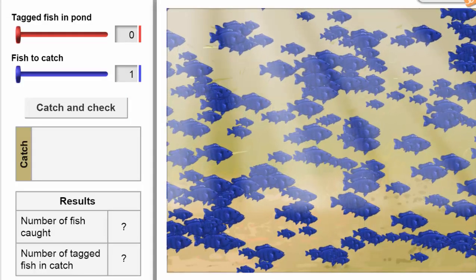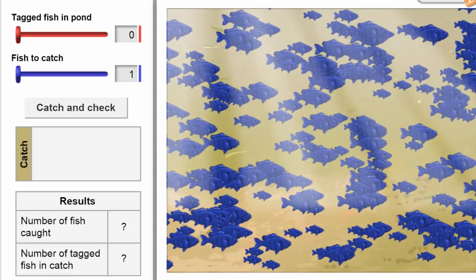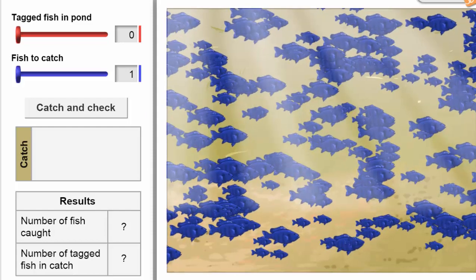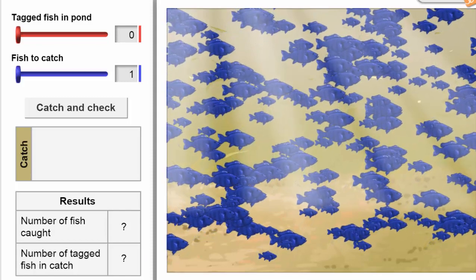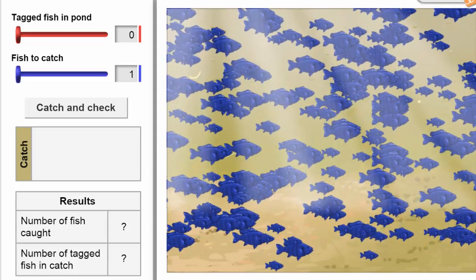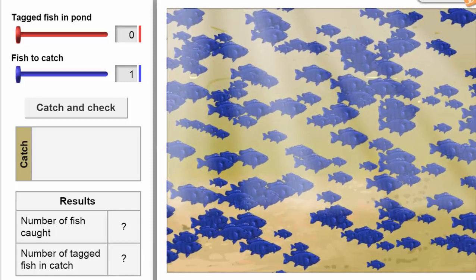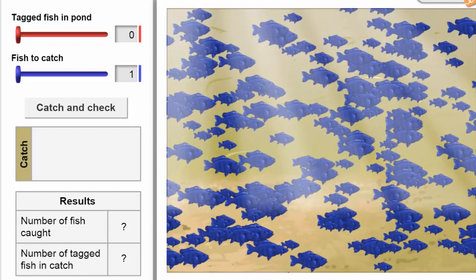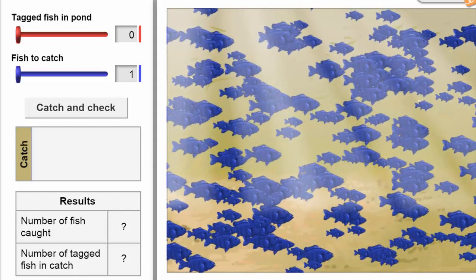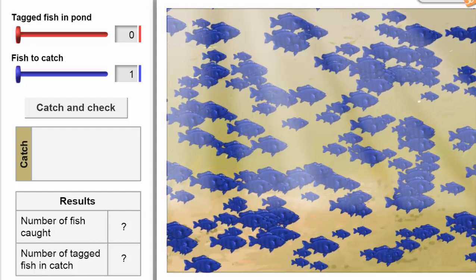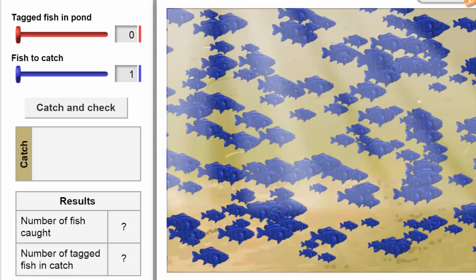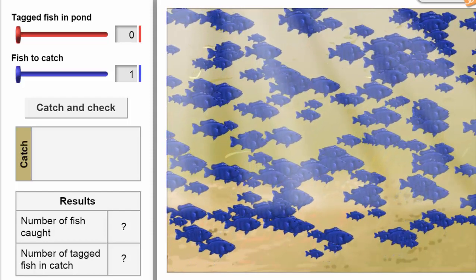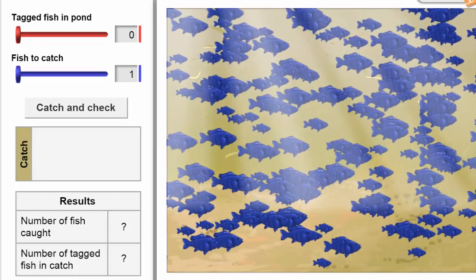Wildlife biologists use a method called capture-recapture to estimate how many fish are in a lake. This method involves catching some fish, tagging these fish, then releasing them back into the lake. Later, they go back to the lake, catch some more fish, and count how many of them are tagged. They can use this information to estimate how many fish there are in the lake.